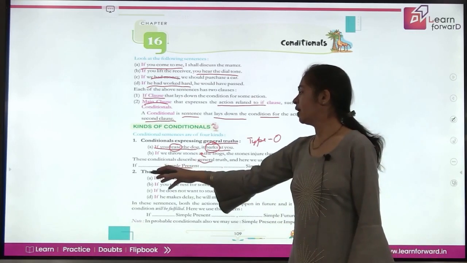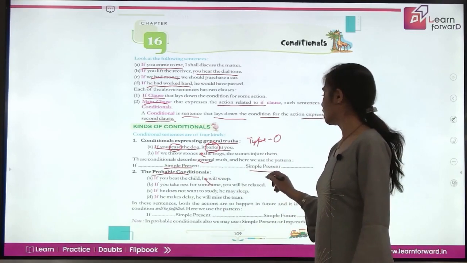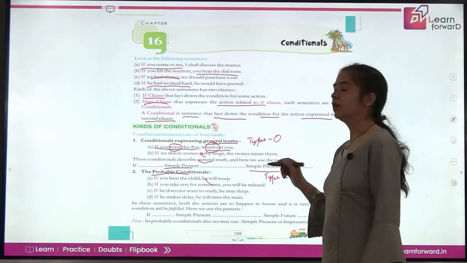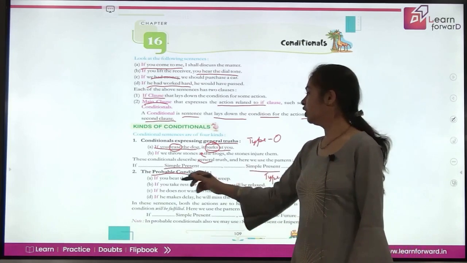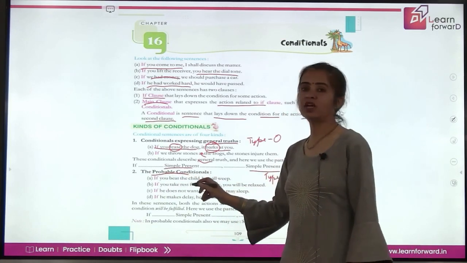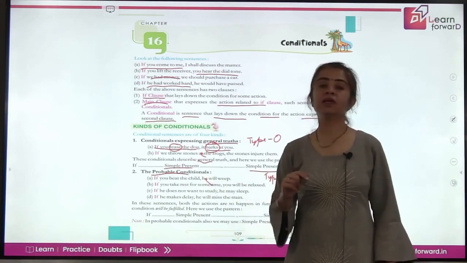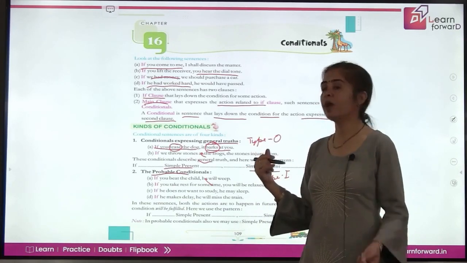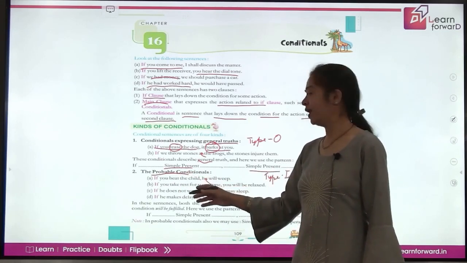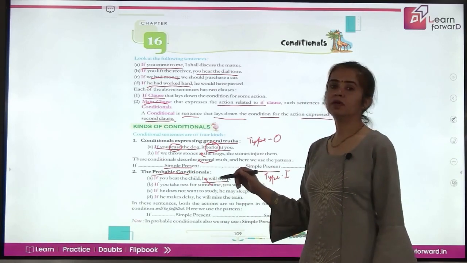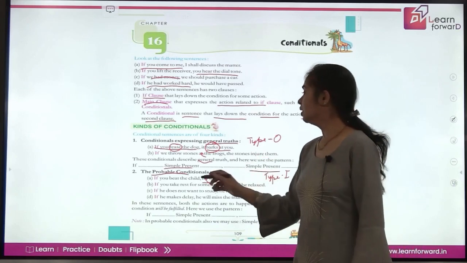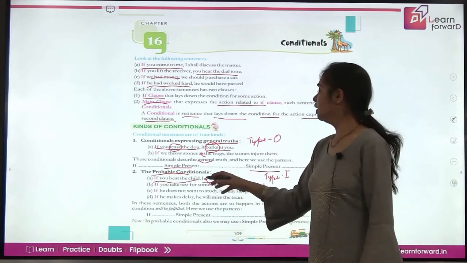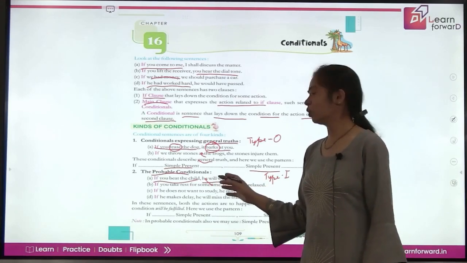Now the second part is the probable conditionals, which are called type 1. In type 1, what are we talking about? If you beat the child, as the name suggests, probable conditional, that means the chances are there. There is a probability of this happening. If you beat the child, he will weep. So there is a probability, isn't it? So if you beat the child is the if clause, and he will weep is the main clause here.